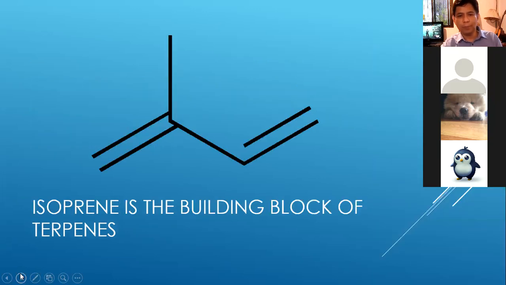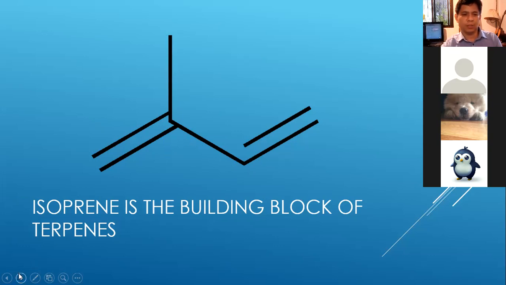Okay, so isoprene, this is the building block of terpenes. So as you can see, this is a 5-carbon compound. So 1, 2, 3, 4, 5. This is known as isoprene. So this is the building block. Parang ito yung monomer niya. So from here, as you can see, maraming possibilities. Maraming iba't ibang structure ng terpenes.